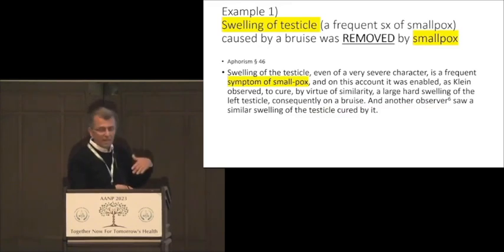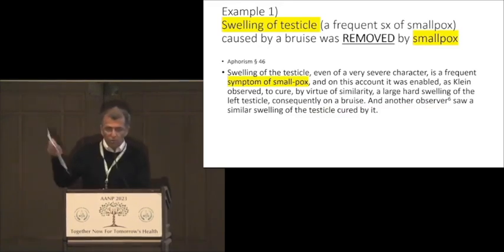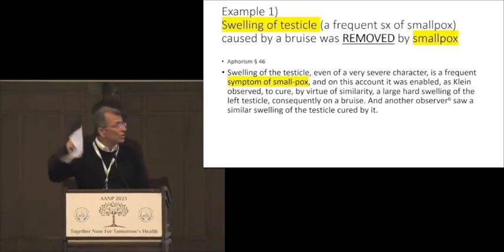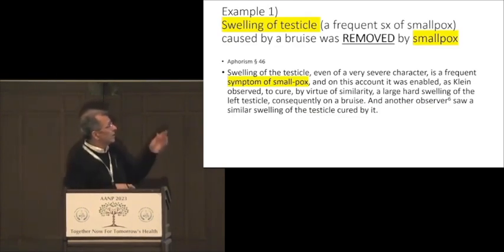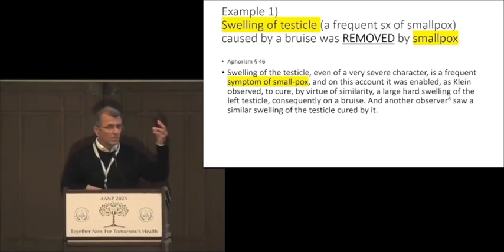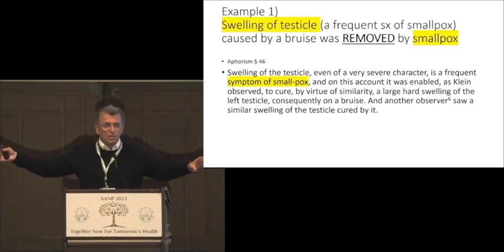So there are all these examples here you can see under the overlapping similar diseases. The first one is not written on your sheet, and that's the example of Organon, aphorism 46. They talk about swelling of the testicle by a bruise, and they also talk about how swelling of the testicle is a frequent symptom of smallpox. So you have one symptom, swelling of the testicle caused by a bruise, and you have the same symptom caused by a deadly disease.